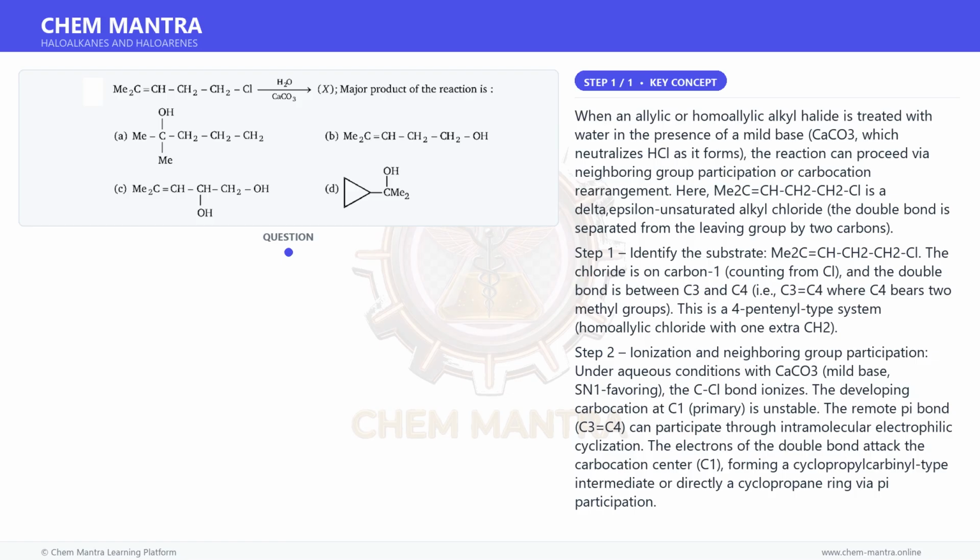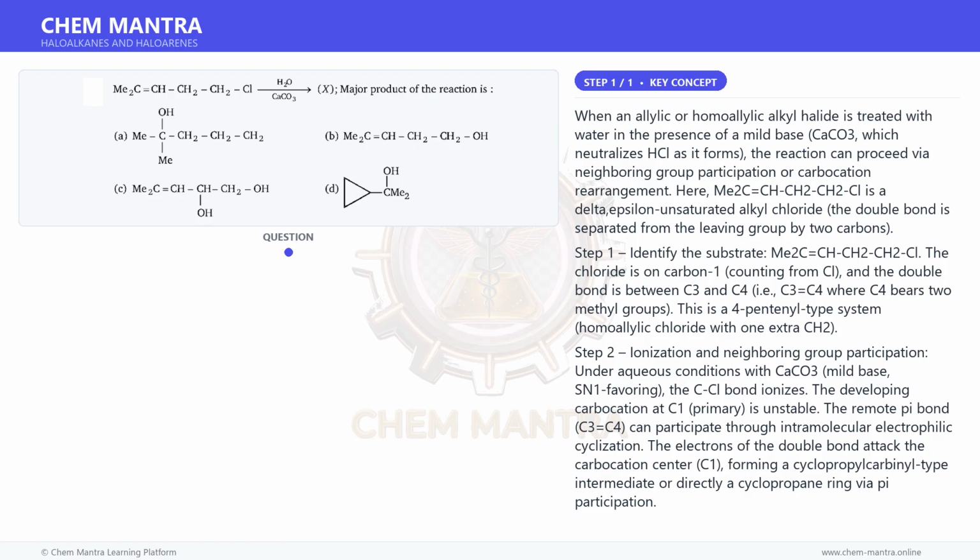Step 3. Cyclopropane formation. The pi electrons of Me2C=CH attack the primary carbocation at C1, forming a 3-membered ring, cyclopropane. This places the positive charge on the tertiary carbon, Me2C+, which is then captured by water or OH- to give a tertiary alcohol, a cyclopropane ring with a Me2C-OH group attached. This is the product shown in option D, 2-hydroxypropan-2-yl cyclopropane, with an OH on the Me2C group.